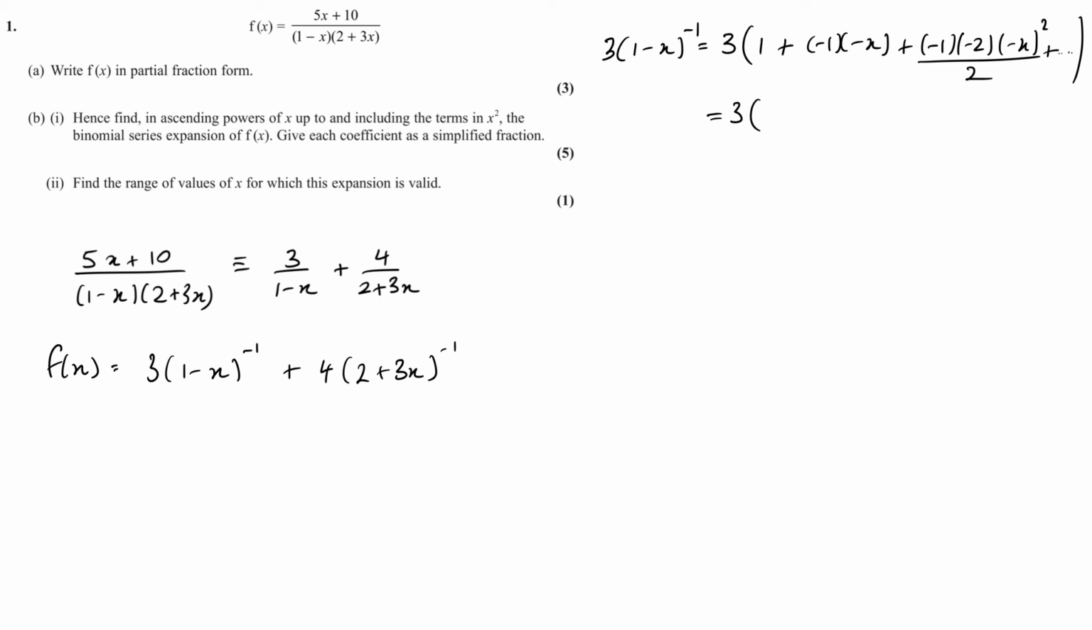So that gives me 3 brackets 1 plus x. And you think here, that's 2 divided by 2 is just 1, and then minus x squared is plus x squared. And I always like to leave this plus something, dot dot dot, because it does actually continue. And obviously in this case it's going to be 3 plus 3x plus 3x squared plus, and so on. Now we'll focus on the 4.